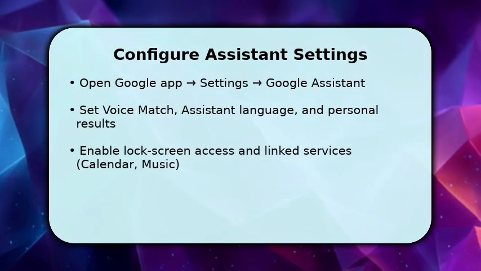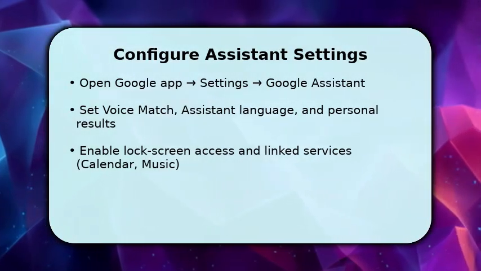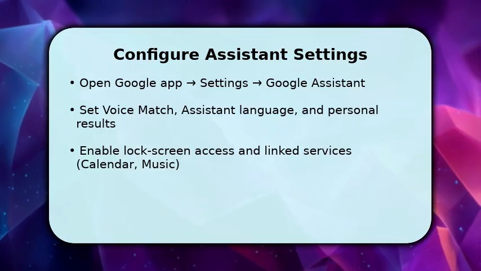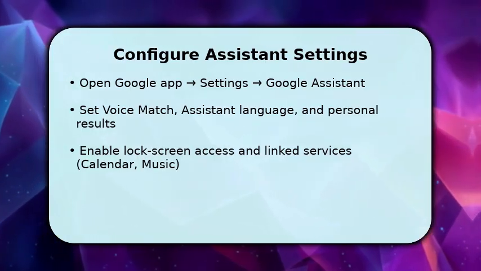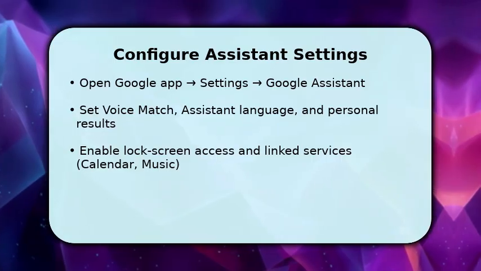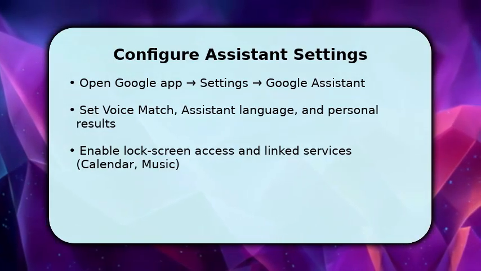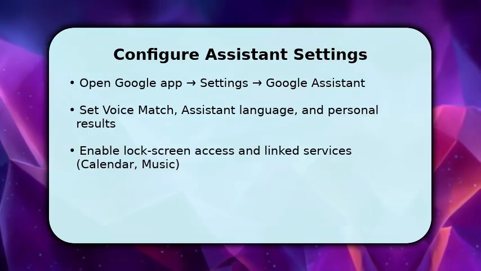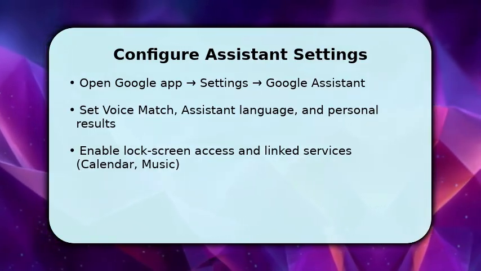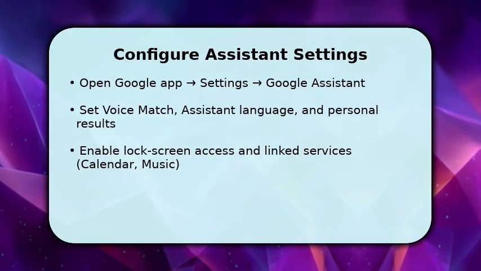Now you'll configure Assistant behavior and integrations. In Google App Settings, go to Google Assistant and choose Voice Match to teach the Assistant your voice. This unlocks hands-free access. Next, set language and personal results so it reads calendar and messages. Make sure lock screen access is enabled if you want replies without unlocking.